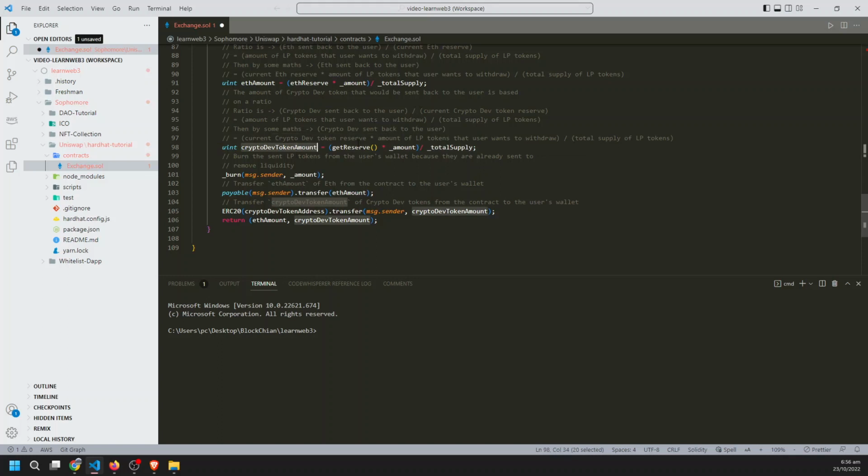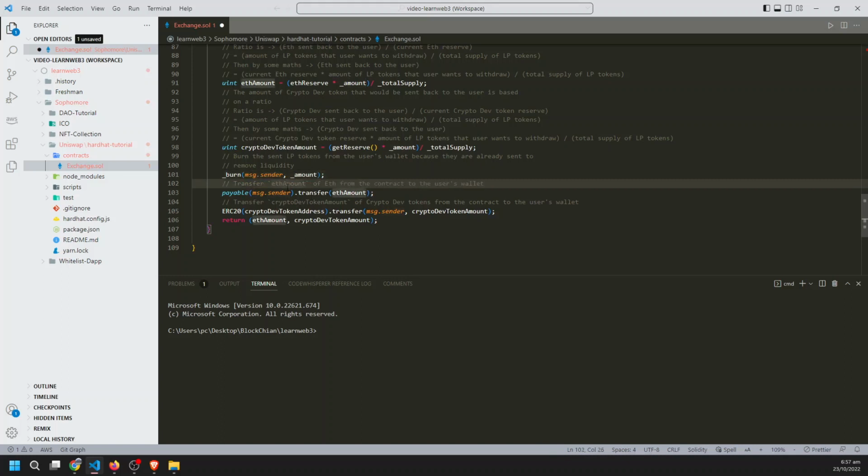So the crypto dApp token amount is equal to the get amount reserve multiplied by the amount that the user wants to withdraw divided by total supply. Burn the sent LP tokens from the user's wallet because they were already sent to remove liquidity. So this amount will be burned.